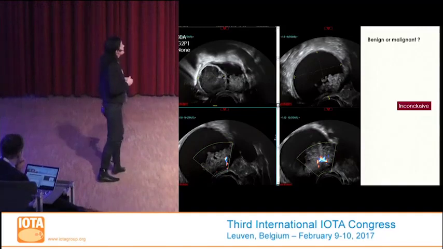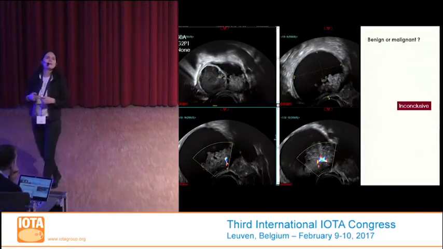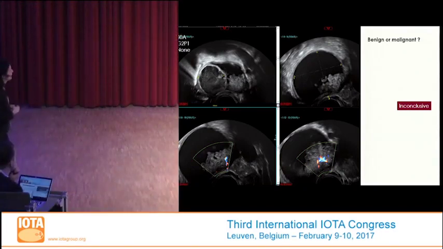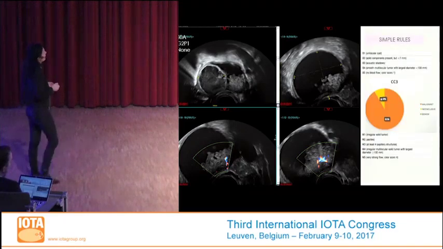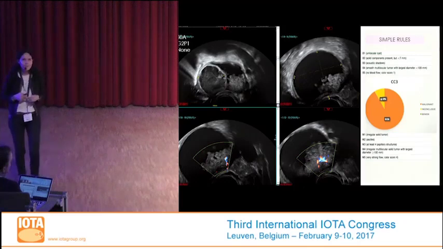Clinical case 3, it's interesting. I think no problem for you. Benign, malignant, okay, yes, it looks like malignant because there are some solid components that protrude in a cyst. There's a color Doppler, so no problem. And most of people, when they apply simple rules, answer malignancy.